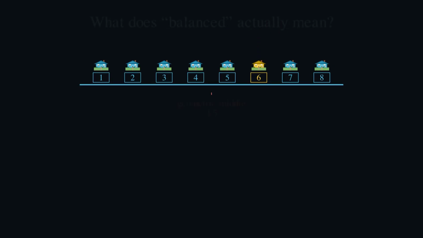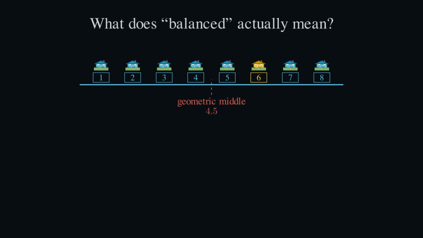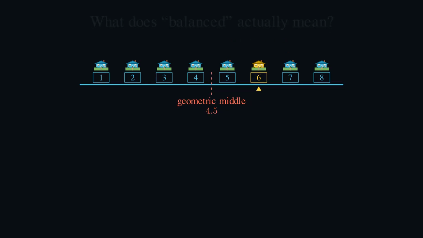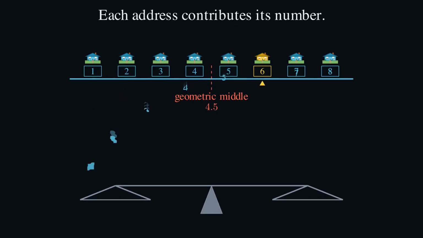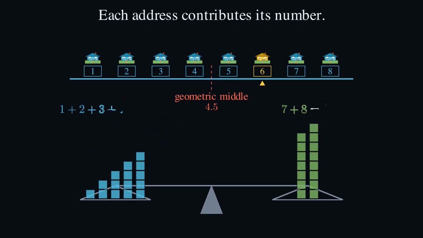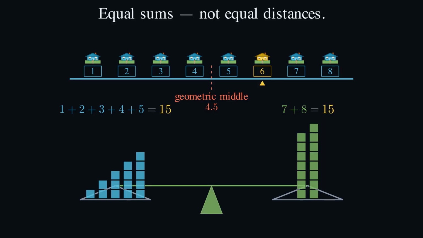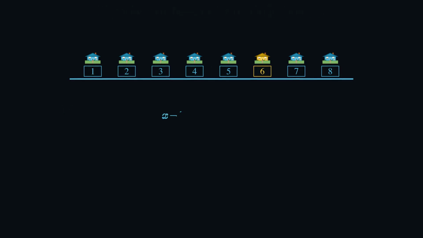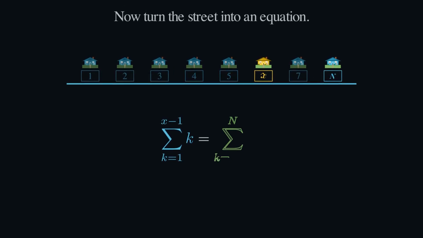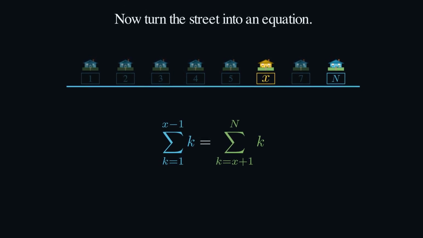Balanced does not mean centered. 8 houses have midpoint 4.5, yet balanced address 6. What matters is numerical weight, because each address contributes its value. Excluding 6, the lower addresses total 15, exactly matching 7 plus 8. Generally, the sum below x equals the sum above x, with x counted on neither side.